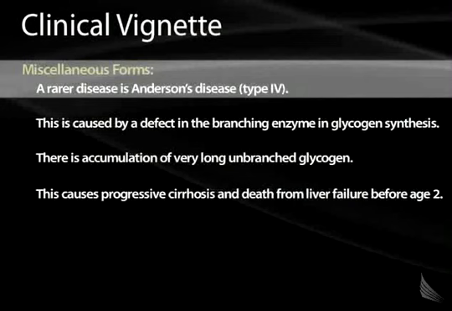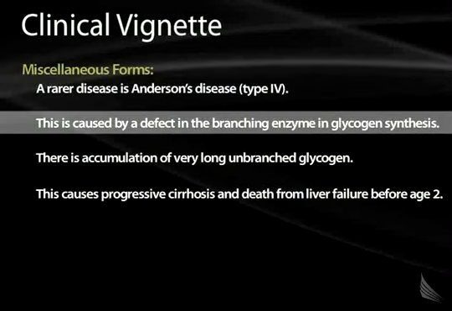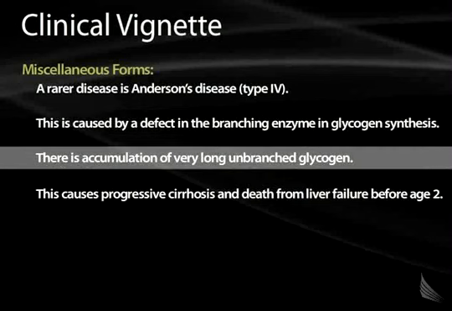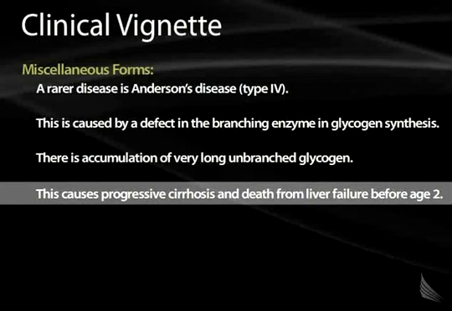A rarer form is called Anderson's disease, and I highlight this one only because this is the one type of glycogen storage disease that's caused by a defect in glycogen synthesis. In Anderson's disease, there's a defect in the branching enzyme. And so what accumulates is, rather than a nice branched form of glycogen, you get long, unbranched chains of glycogen. And this is not degraded very efficiently. It accumulates in hepatocytes particularly, and this leads to progressive cirrhosis and death from liver failure, again before the age of 2.